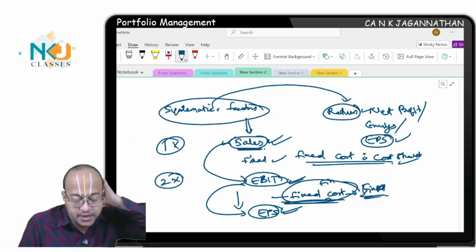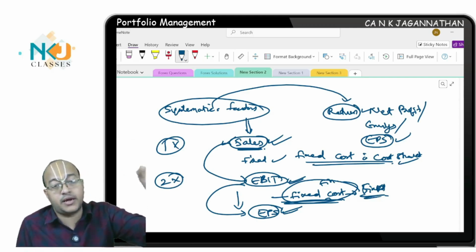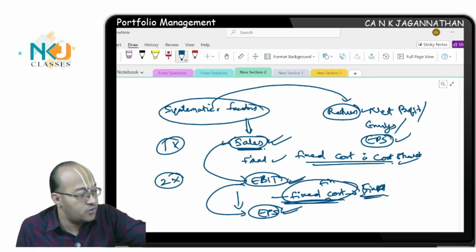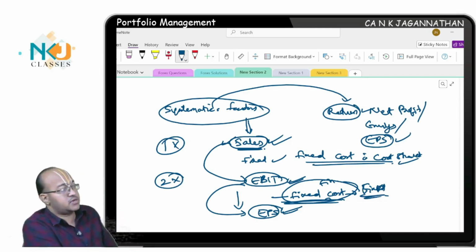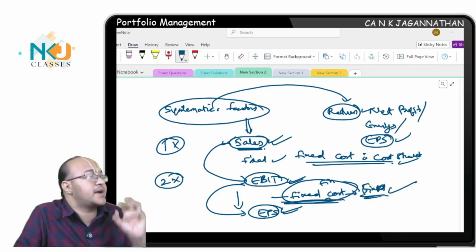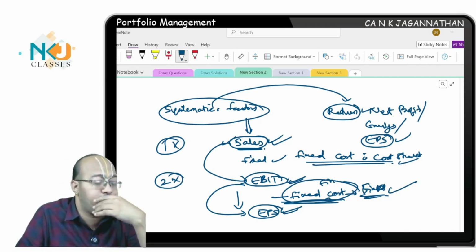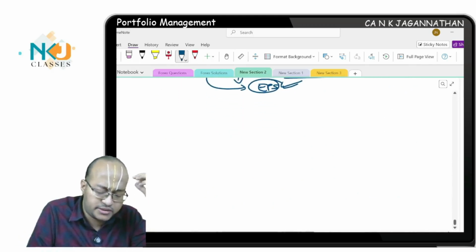Listening, so which means systematic factors will affect sales, will affect EBIT, but the impact can also be higher subject to the operating leverage. Next, from EBIT, EPS will get impacted, but if there is financial leverage, the impact will be magnified. Are you listening? This understood? Now, we have two more things to discuss here.